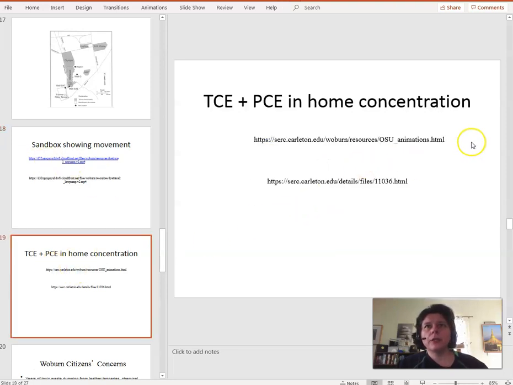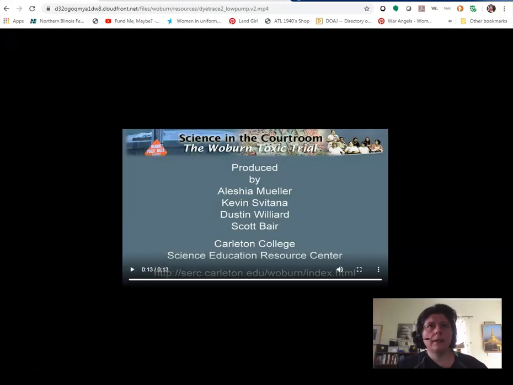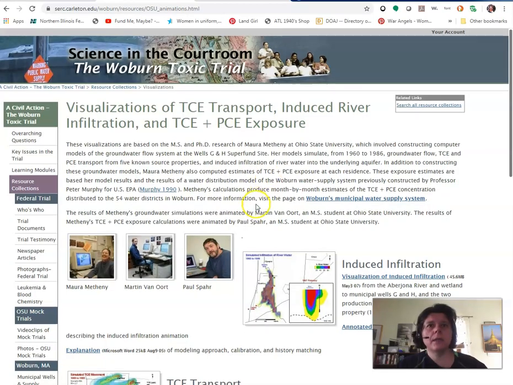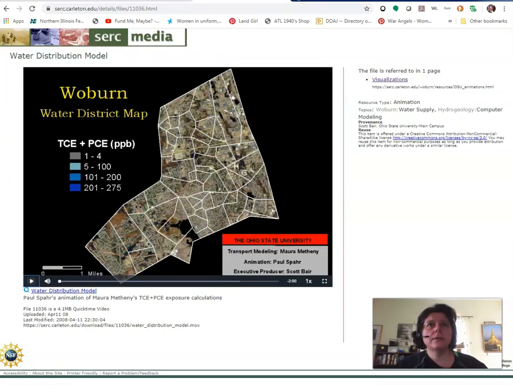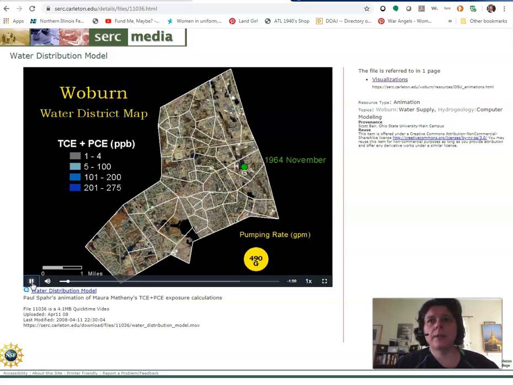So what concentrations were they in the home? They actually did some visualizations with that. And so we can look at, let's see, here's the distribution model. So here's the town, here's that PCE again. I'm going to play this model here. And this was done from Ohio State University.